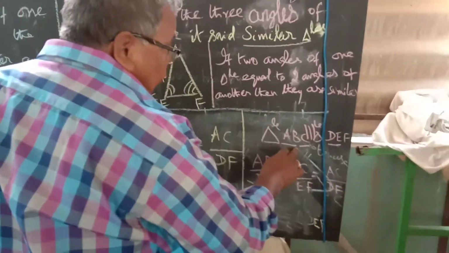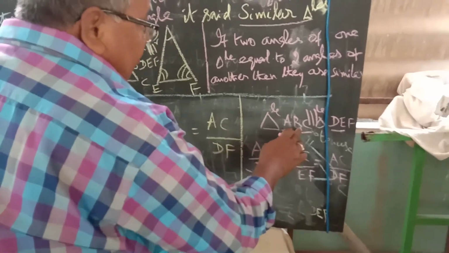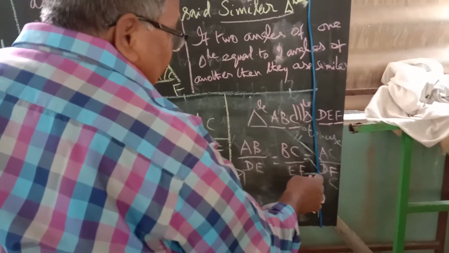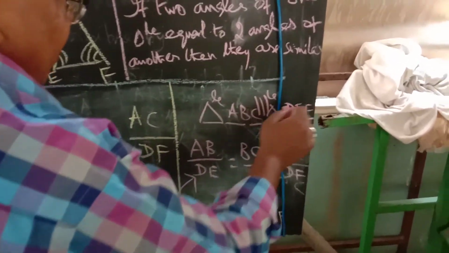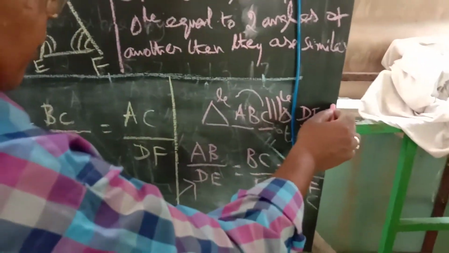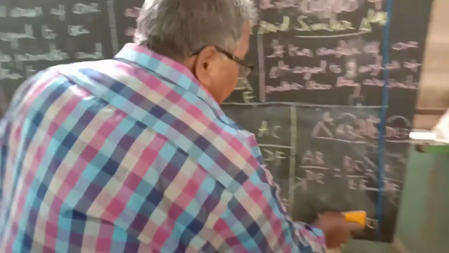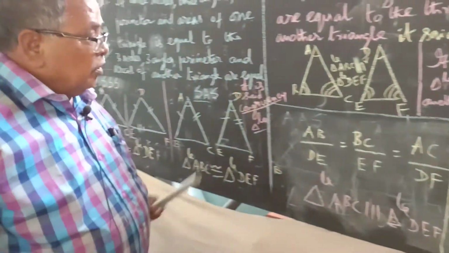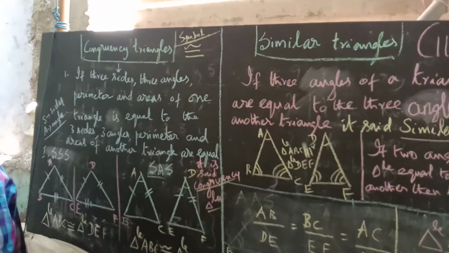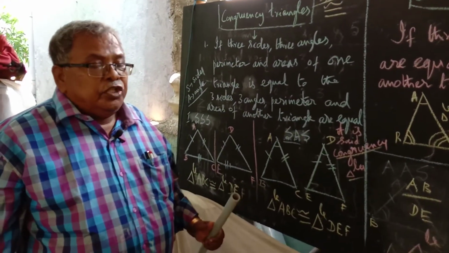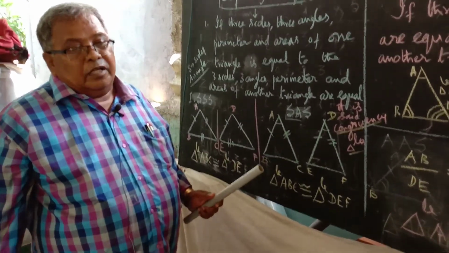First two points, AB by DE, then BC by EF, and CA, that is AC by DF. So this is the way. If you know these techniques, and the difference between congruent triangles and similar triangles, then I will teach you in the next class how to prove the Pythagoras theorem. Thank you very much.